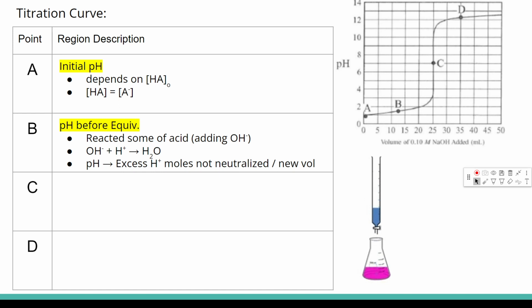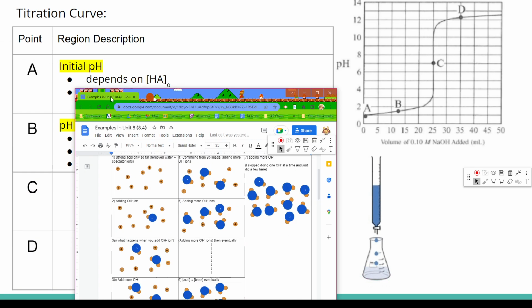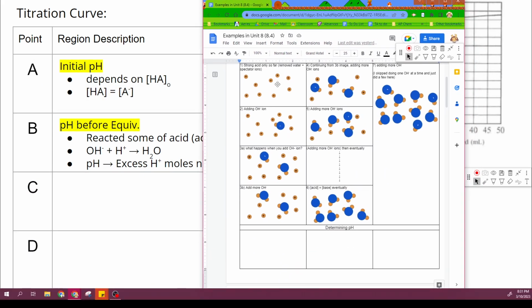If you remember from your pictures on the example sheets, you want to make sure that you are looking at the scenario for that. So if you looked at, for example, the ones from here, our initial is this, where we only have the strong acid, and we're starting to add OH-, so these situations are when we start adding it. You can see here that one of the H+ interacted with the water, and then we are interacting in that way. So, cool.